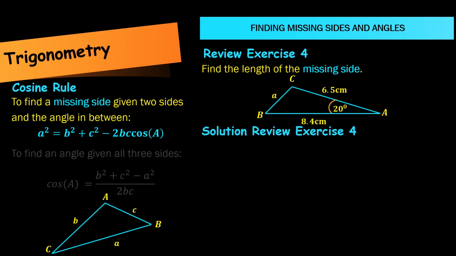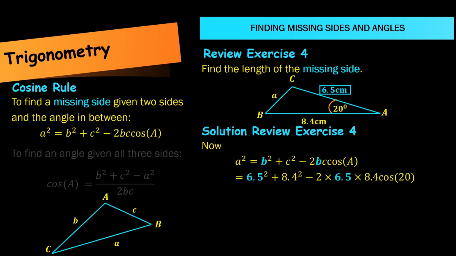Let's solve this. We simply need to plug in the given values into our formula. So here's our formula, or the cosine rule. We've plugged in b equals 6.5, c equals 8.4, and capital A equals 20 degrees.